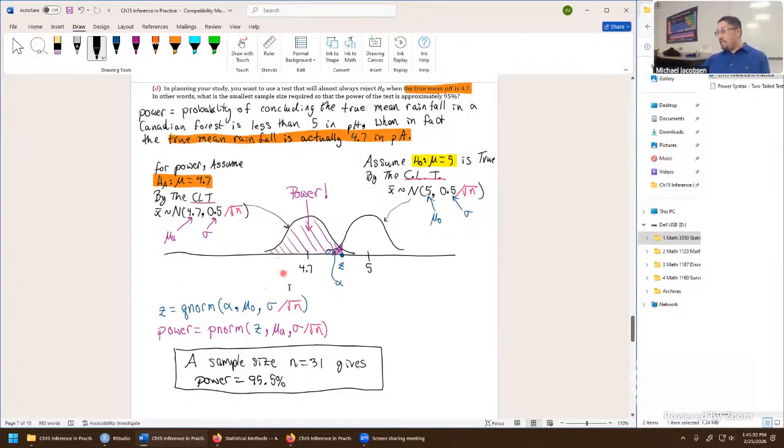Again, when you run this, don't forget square root of n, dividing sigma by that value. That's a pretty serious blunder. You're not using the central limit theorem unless you do that division right there, modifying the standard deviation.